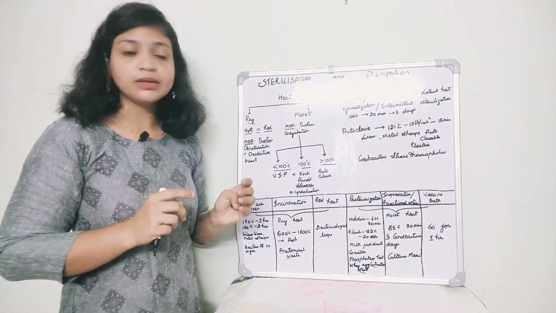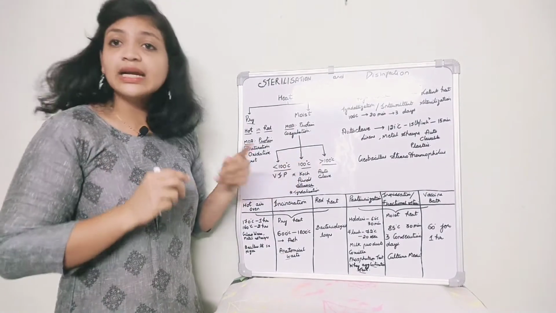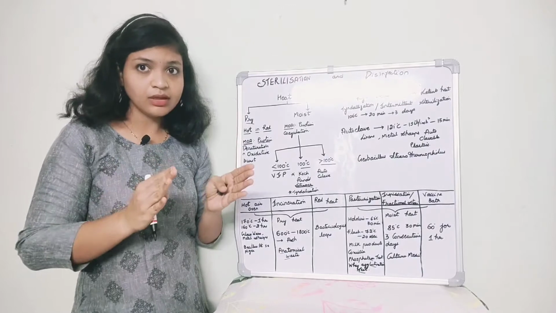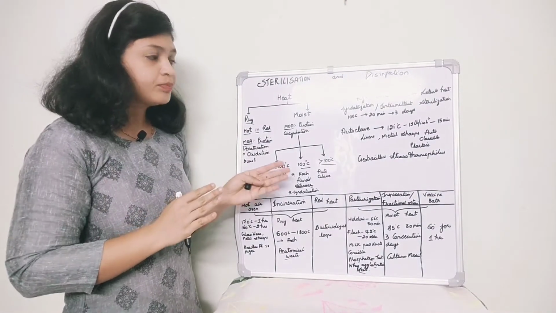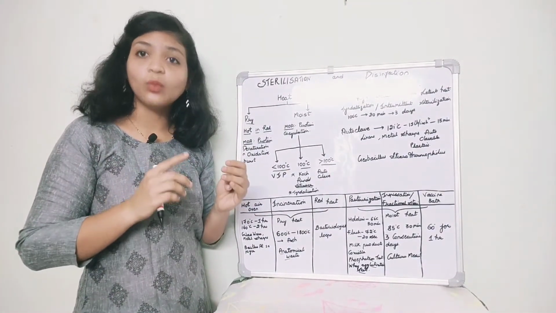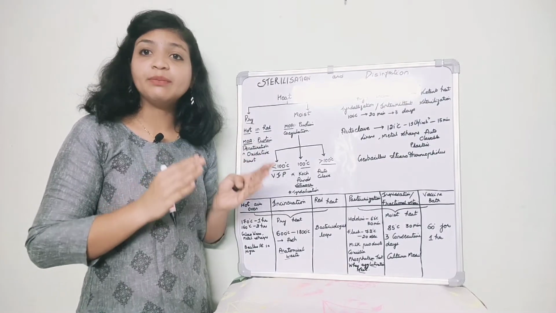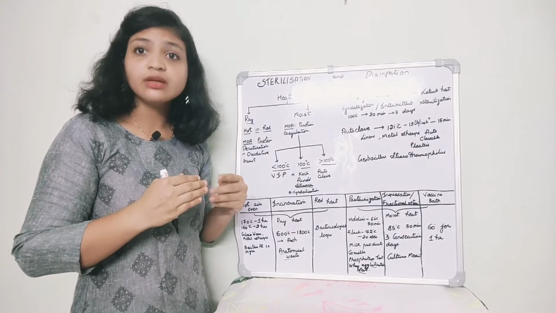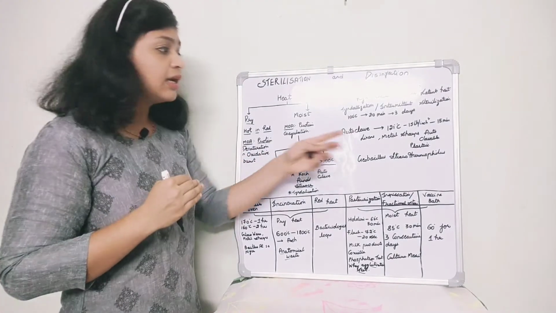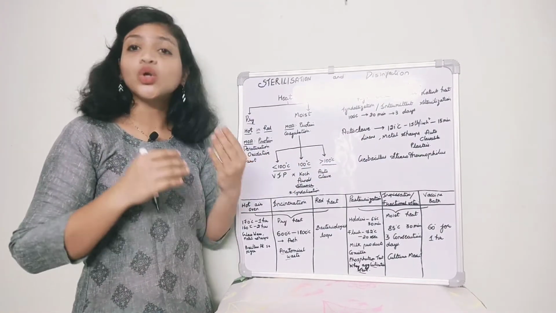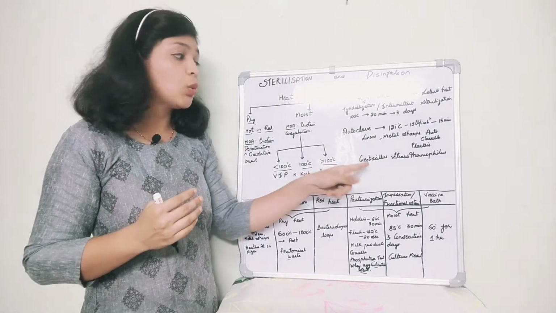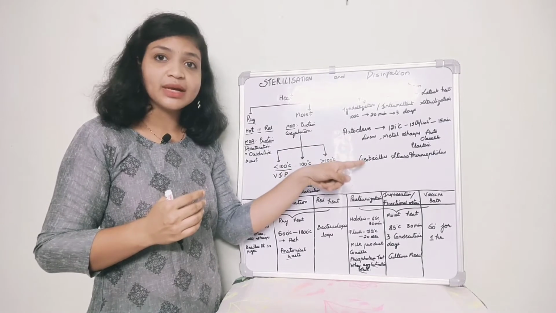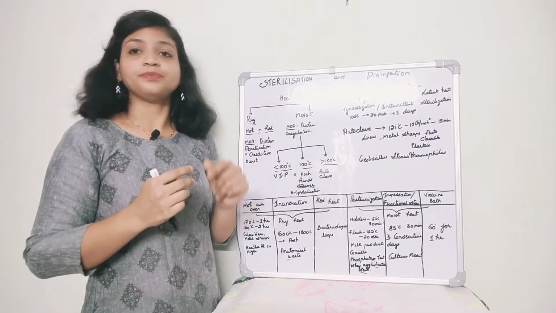Next, the last one is greater than 100 degrees Celsius. Greater than 100 degrees Celsius, there is only one process called autoclave. We do autoclave at 121 degrees Celsius, 15 lb per square inch for 15 minutes. The substances for which we do this process are linen, metal sharps and autoclavable plastics. And the quality control agent which we use in autoclave is Geobacillus stearothermophilus.